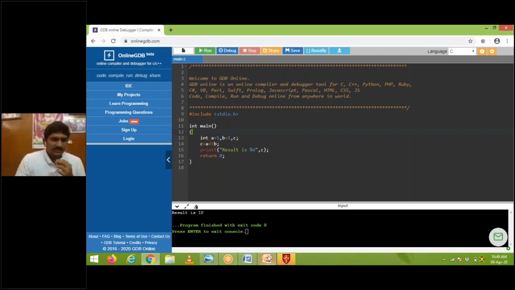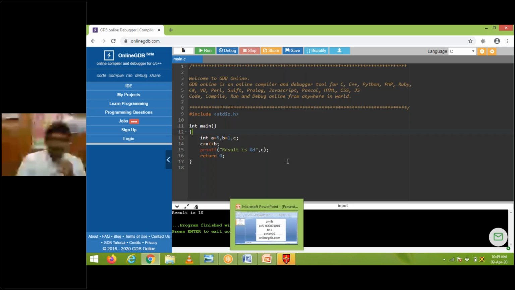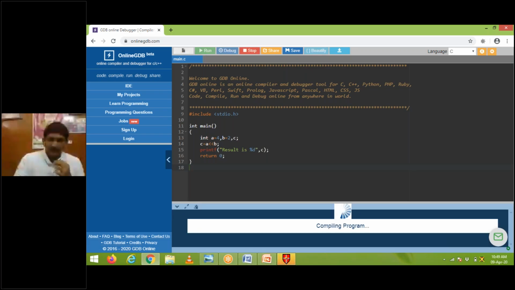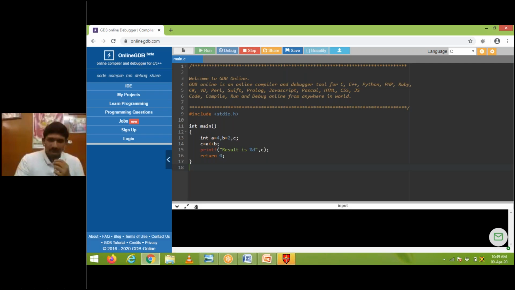Okay, now in the next example I am giving 4 left shift 2, the result is 16. Now we'll run the program. 16. Okay.